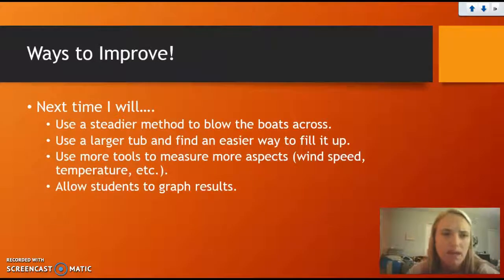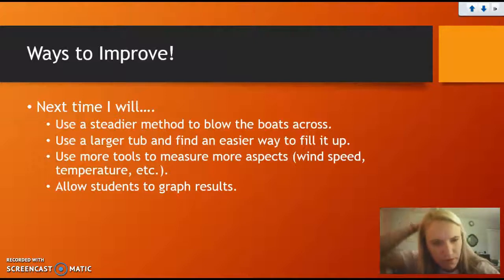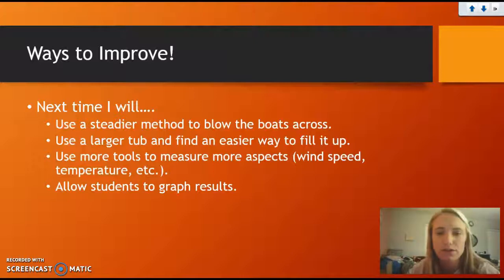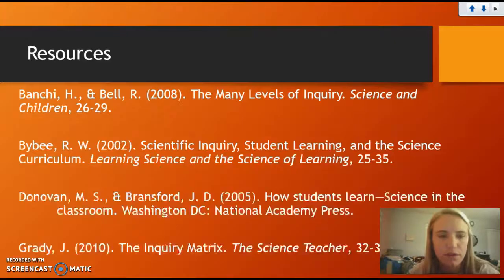To improve it next time, I think I'm going to use a steadier method to blow the boats across. I want to use a larger tub and an easier way to fill it up. I want to use more tools to measure more aspects, such as the wind speed and the temperature, and I want to allow the students to graph their results.